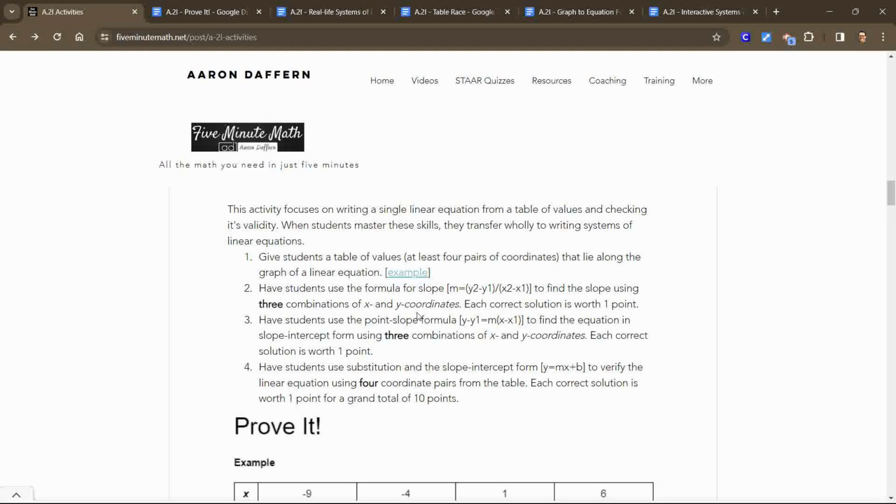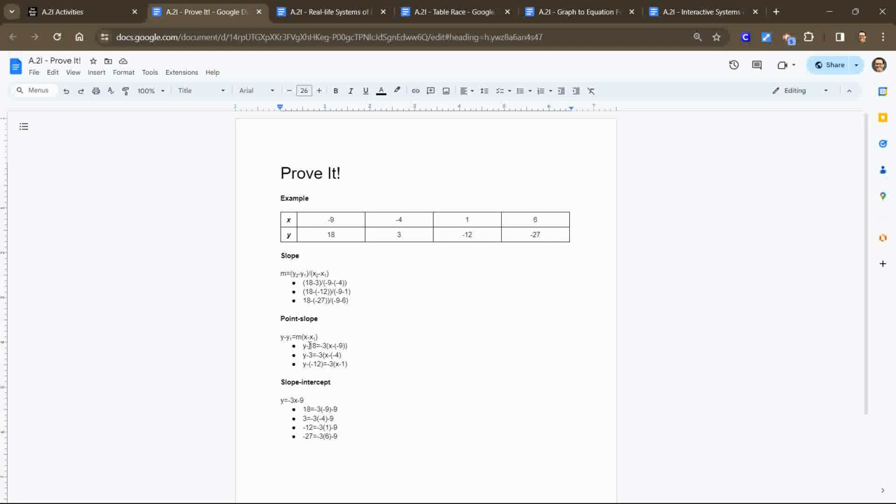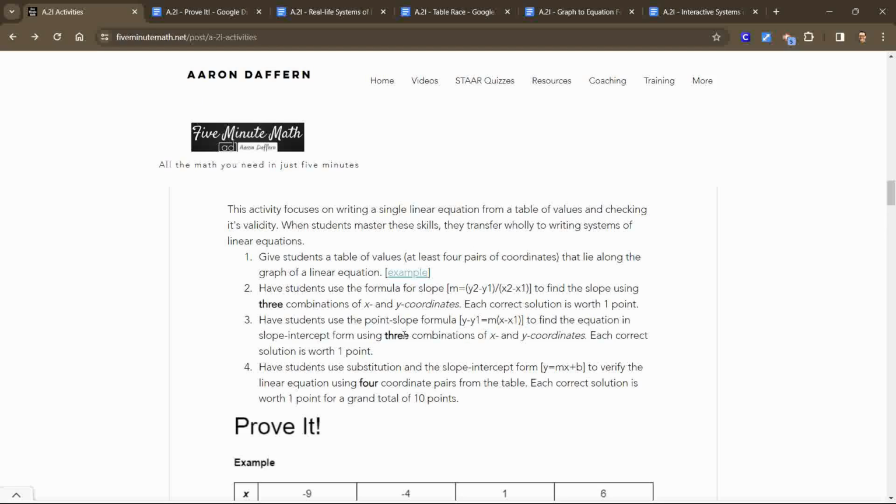Then you want them to use the point slope formula to find the equation in the slope-intercept form using 3 combinations again. So now that we know that our slope is -3, I need to use 3 different sets of x and y coordinates. So I use the first one, I use the second one, and I use this third one here to all show that my slope-intercept form is going to end up at that y equals -3x minus 9.